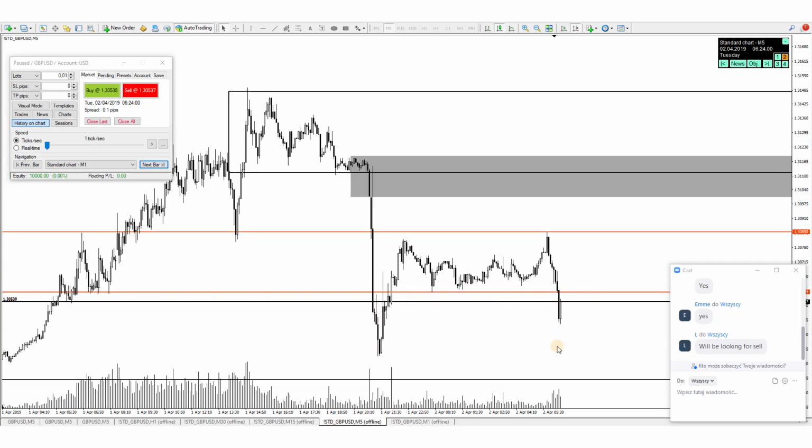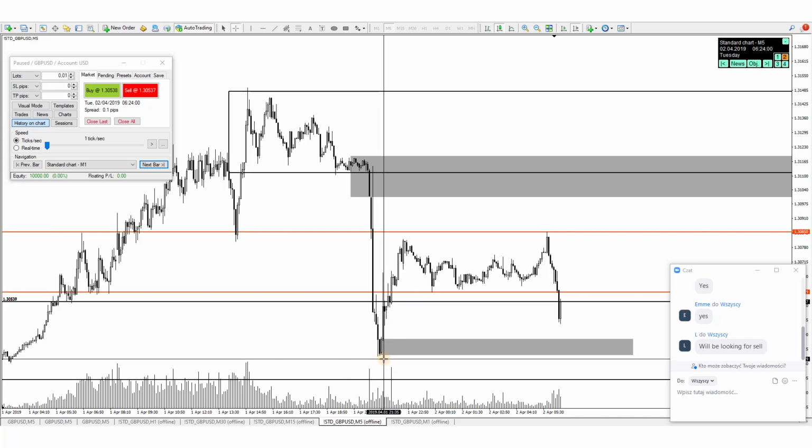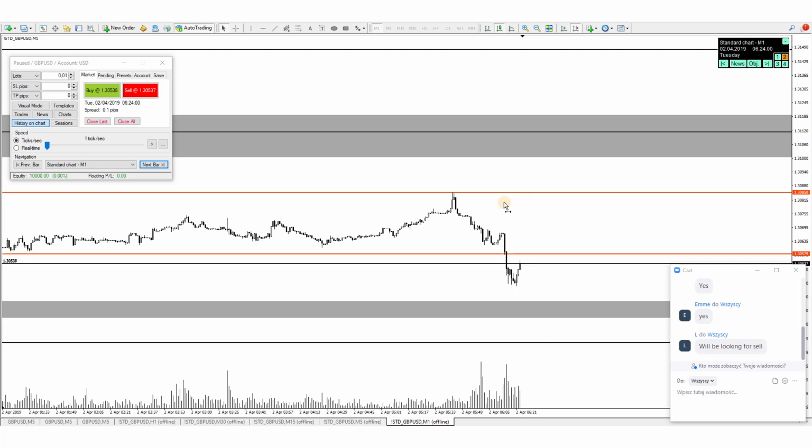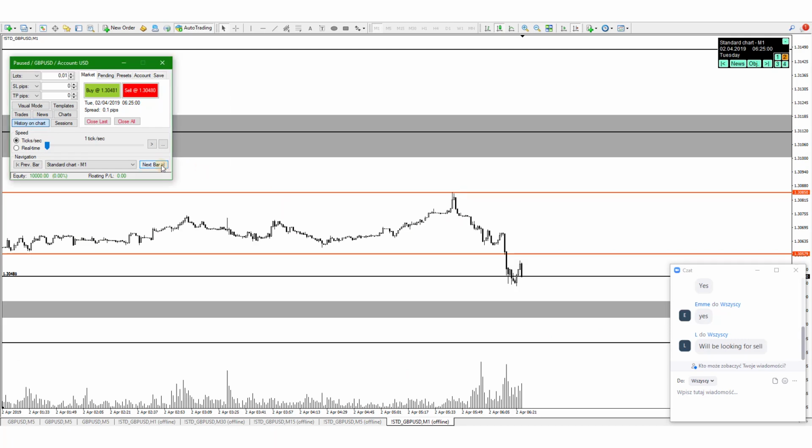Just check how it looks on the M5. Just in case I'm drawing here maybe something. The price need to go somewhere. This rejections from nowhere. I don't like this. So if I'm not sure about something, I'm not joining the market.